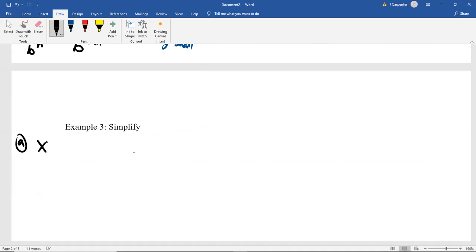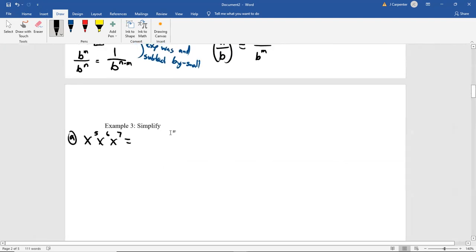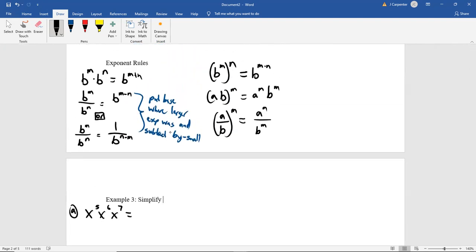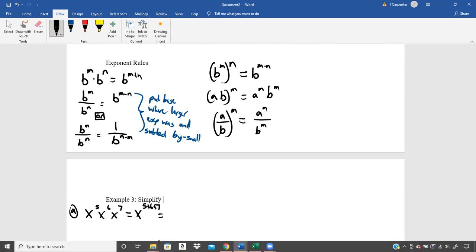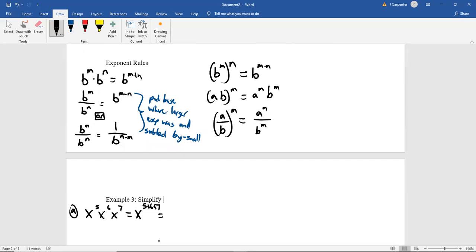Let's go with x to the 5th times x to the 6th times x to the 7th. That'll be A. So I'll do this one. These are all the same bases, so we're just going to add the exponents. 5 plus 6 plus 7. And if you want to take the extra step, you can write that out like so. Some people will skip that step, and that's perfectly fine. The number of steps you write on your work is up to you and how comfortable you feel. 5 plus 6 is 11. 11 plus 7 is 18. So that'll give us x to the 18.